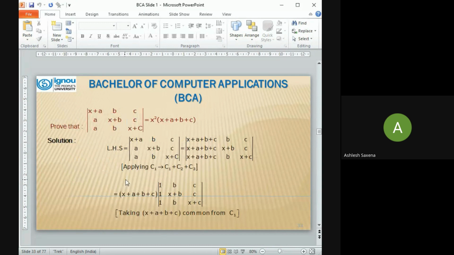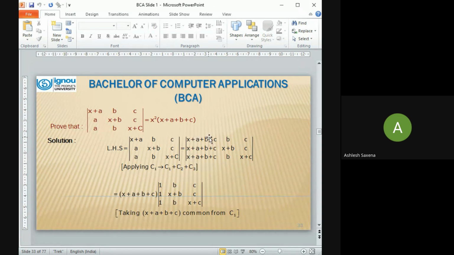I'm going back. Have a look at it. What came into your mind? What has to be done? Try to think of getting this part as early as possible. X square can be calculated anytime, but this is what has to be solved first. So after seeing this problem, I thought to add all these columns. We have to write, applying C1 tends to C1 plus C2 plus C3. You get this part.